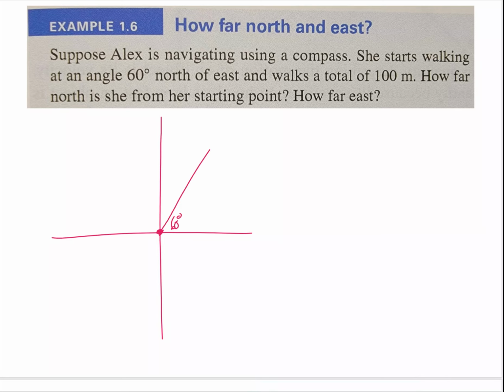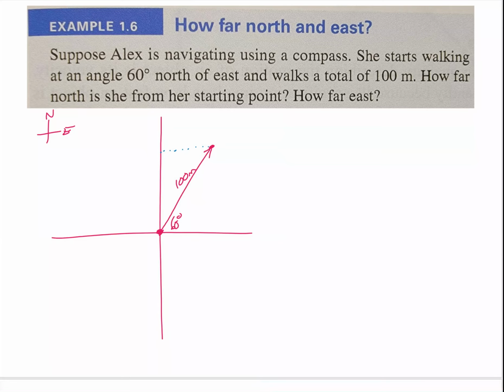So our compass means this is north and this is east. All right, now she walks a total of 100 meters. So this distance right here to this point is 100 meters. Notice how I made that a vector. That's a displacement vector. How far north is she from her starting point? How far east? So what we're going to do now is make a different displacement vector. We're going to go directly across here.